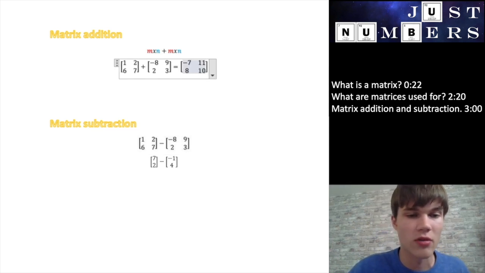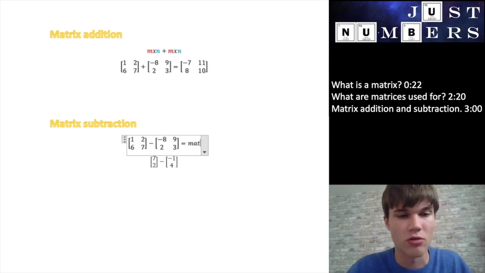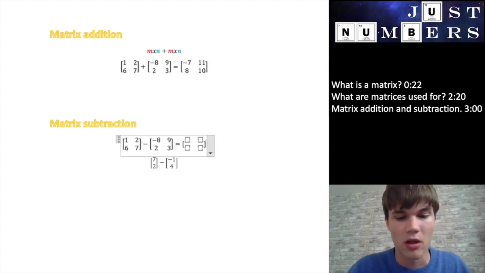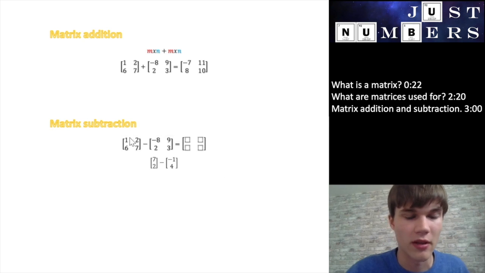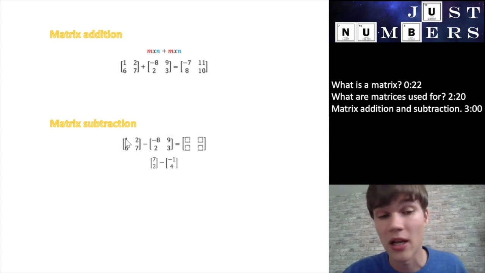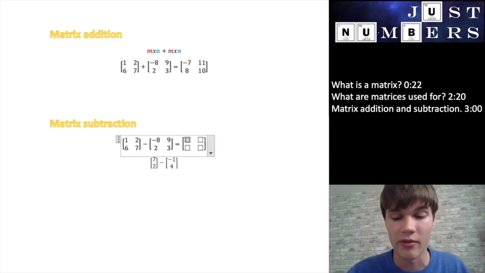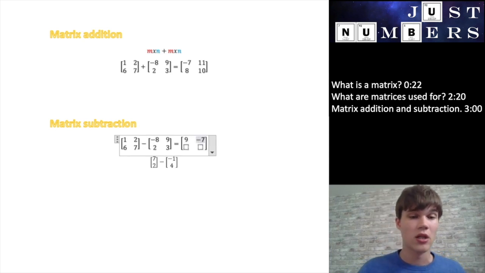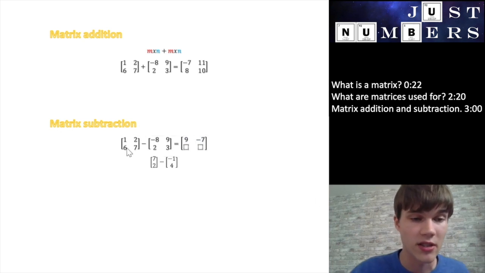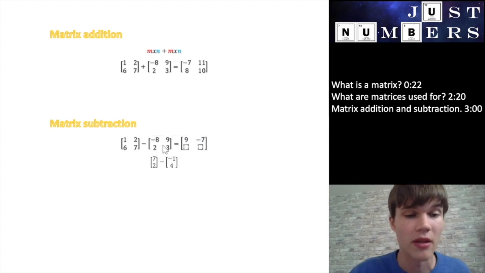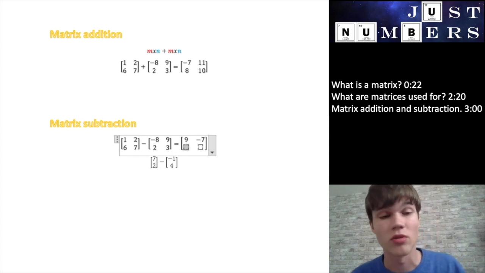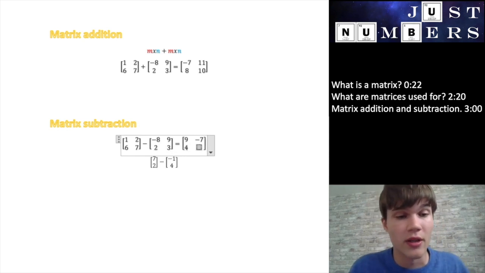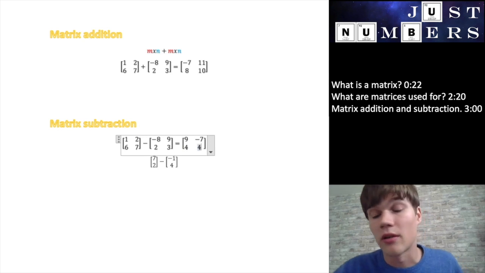And if you subtract them, I'll just try to subtract them here. It will give us a 2 by 2 matrix. I'll do the same thing. I'll take the first element here and then the corresponding element here, and I'll say 1 minus minus 8. So 1 minus minus 8 gives us 9, and then 2 minus 9 gives us minus 7. And down here, again, I'll take 6 minus 2 and then 7 minus 3. 6 minus 2 is of course 4, and then 7 minus 3 is actually 4 again.